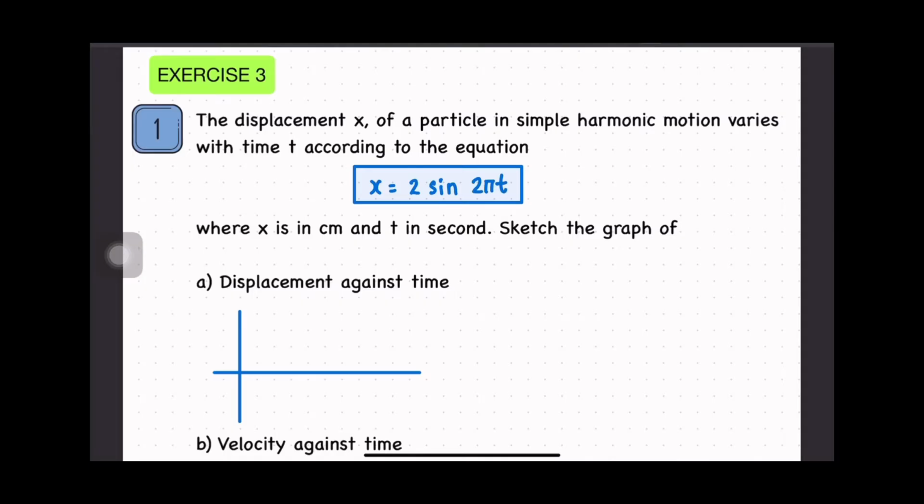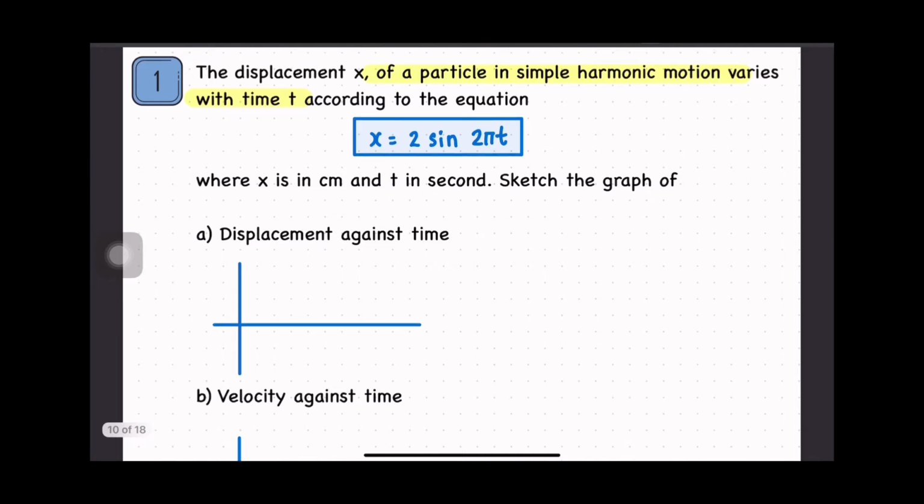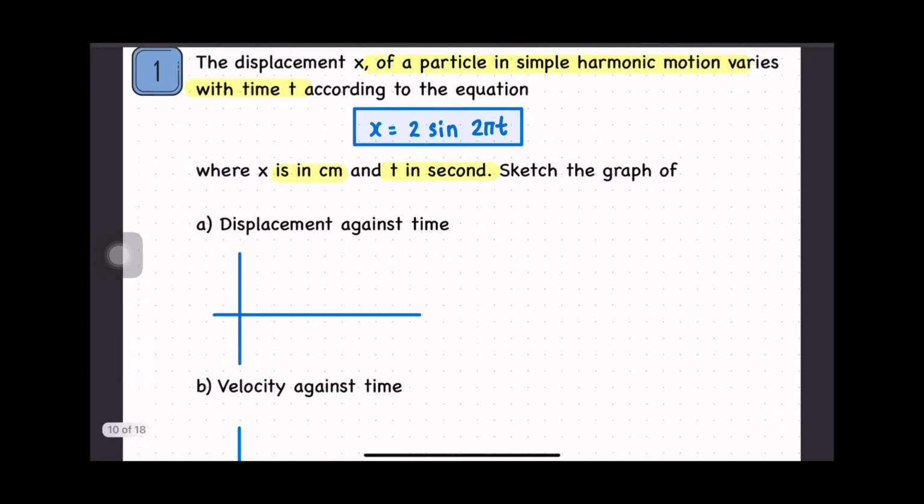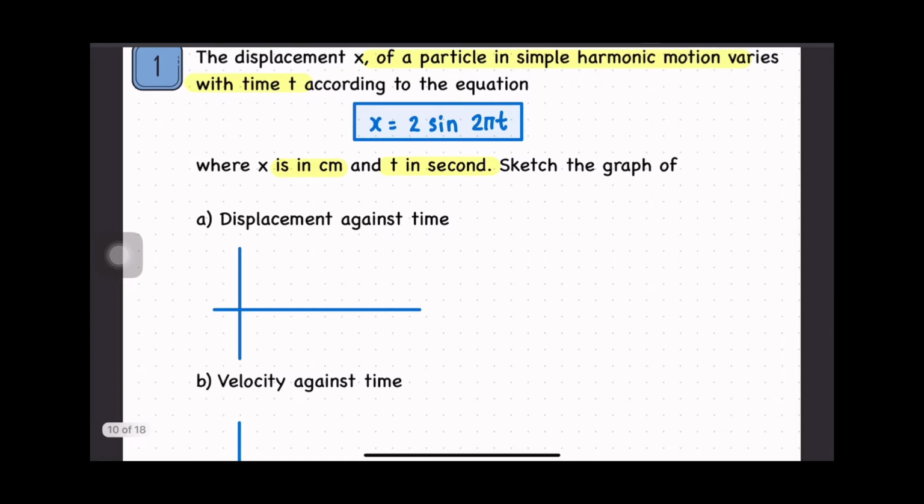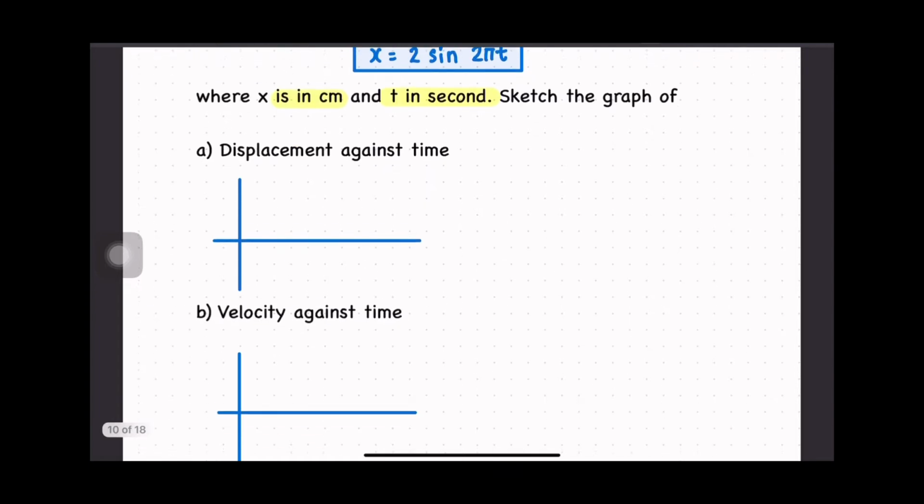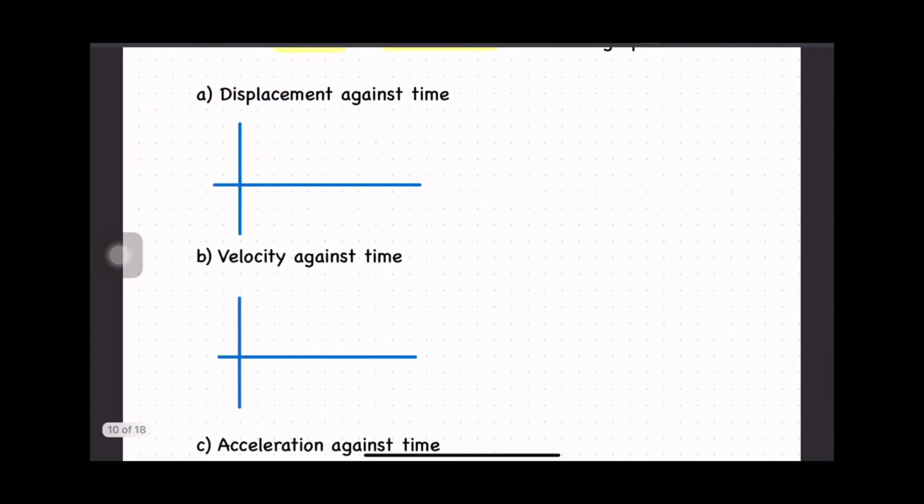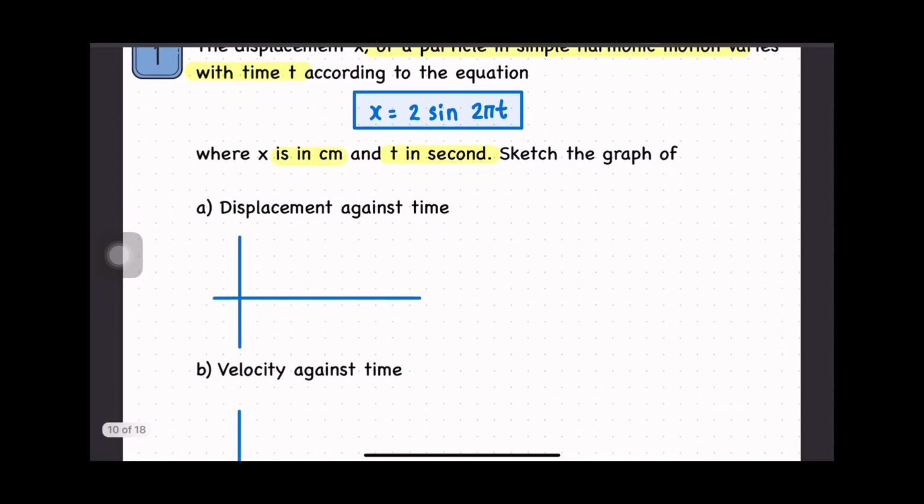Okay, next exercise 3 number 1. The displacement x of a particle in simple harmonic motion varies with time t according to the equation x is equal to 2 sine 2 pi t, where x in cm and t in second. They ask you to sketch the graph of displacement against time t, velocity against time t, and acceleration against time t. So you have to determine the equation first for each, velocity and acceleration.